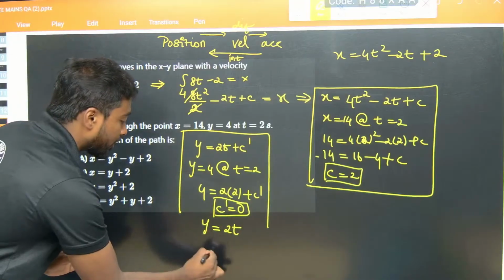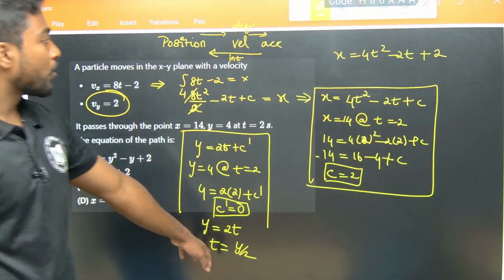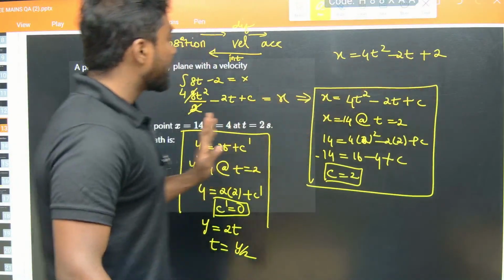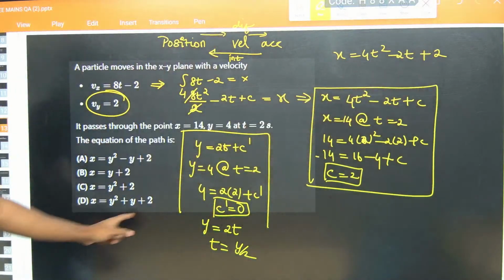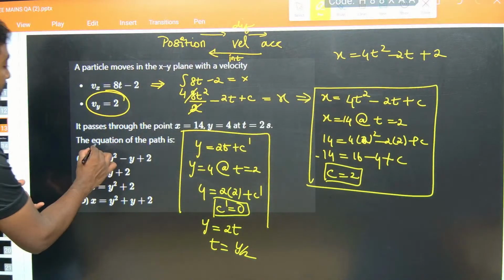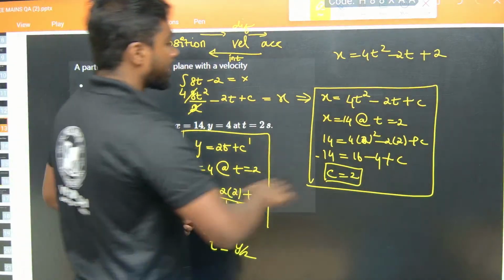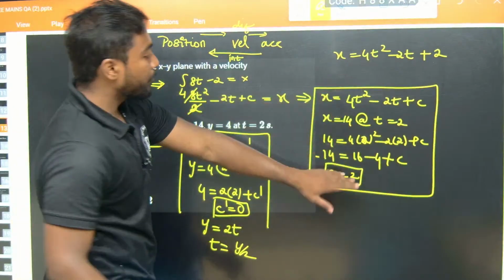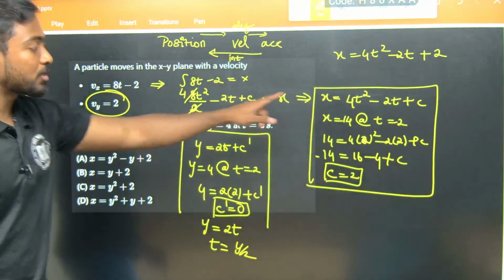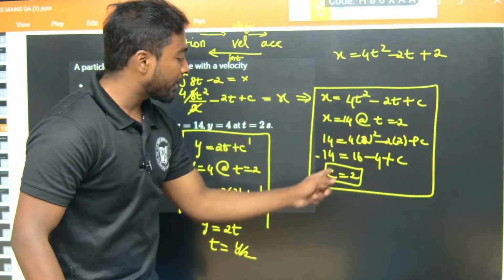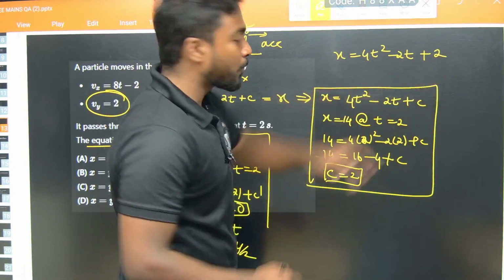So take t is equal to y by 2, and substitute the value here. You will get the equation in terms of x and y. I need the equation in terms of x and y, like they are asking about the equation of path. Equation of path. You have noted this, x is equal to 4t square minus 2t plus c, where if I substitute x is equal to 14 at t is equal to 2 seconds, c will be 2, the constant will be 2. So substitute the constant, I have written the equation here.